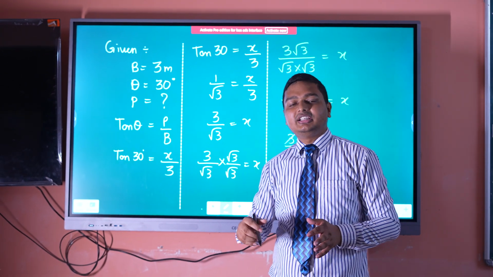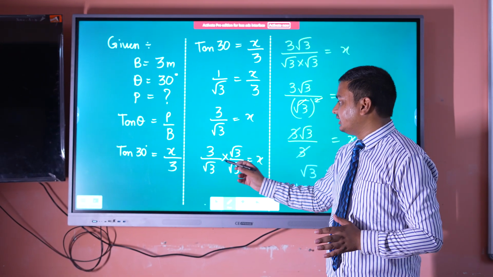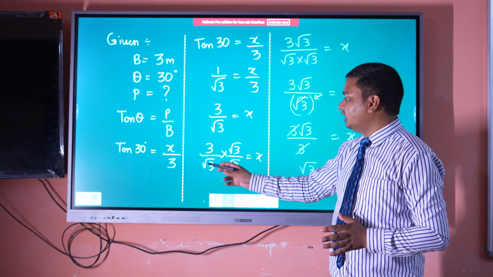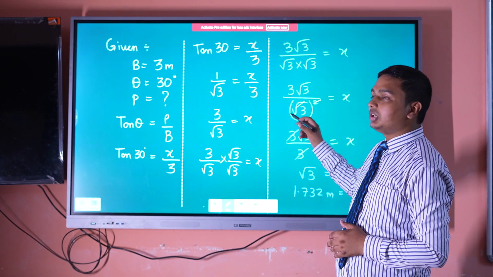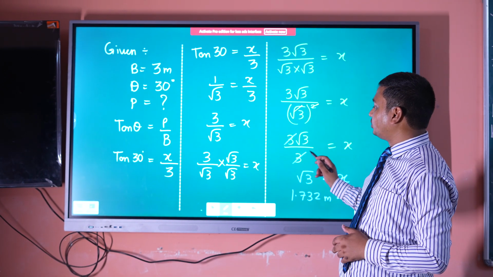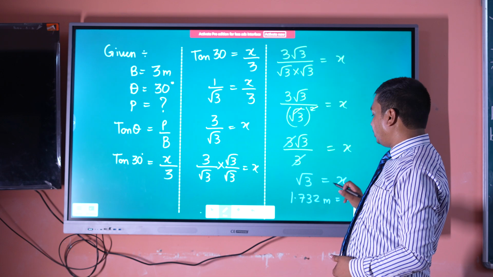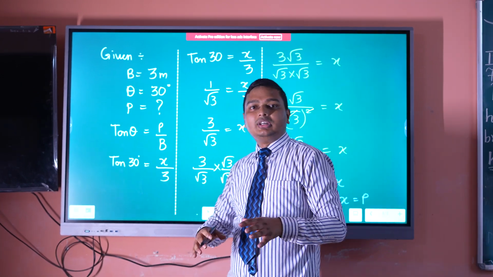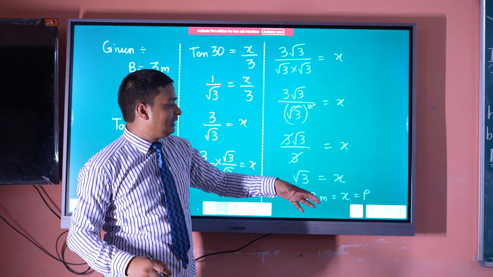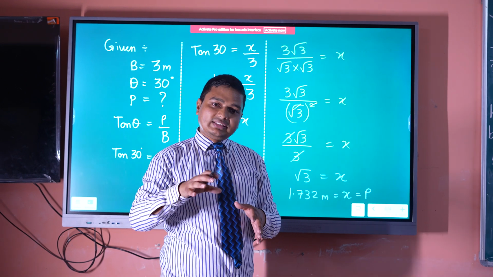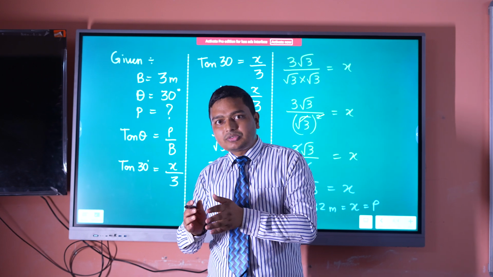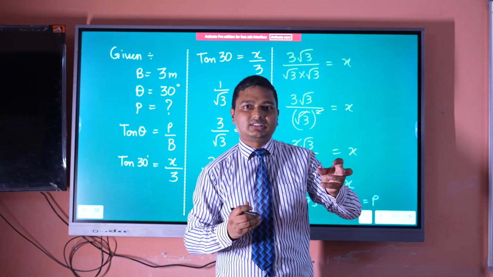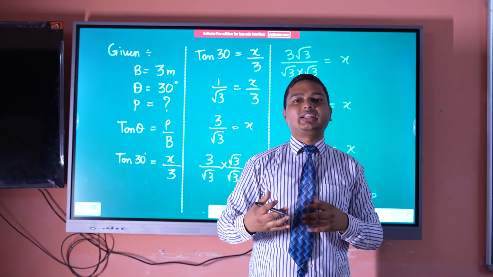Root can never be in the denominator, so we need to do rationalization. Multiply by root 3 by root 3. Root 3 into root 3 is the square, the square and root cancel, so 3 root 3 by 3, the 3s cancel, and root 3 is equal to x. The root 3 value we already know is 1.732. By that we can easily find the value of the perpendicular. So by using Bloom's taxonomy, we can explain from the starting of the concept, from curiosity, till the application of the subject.